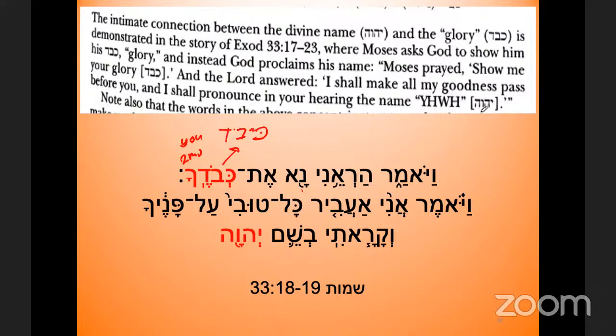All right, and then Yahweh answers, Vayomer, and he said, Ani a'avir kol tuvi al panecha. So, and he said, I will cause all of my goodness to pass before your face. I shall make all my goodness pass before you, and I shall pronounce in your hearing the name. So, v'karati v'shem Yahweh. So, and then you can look that up yourself.